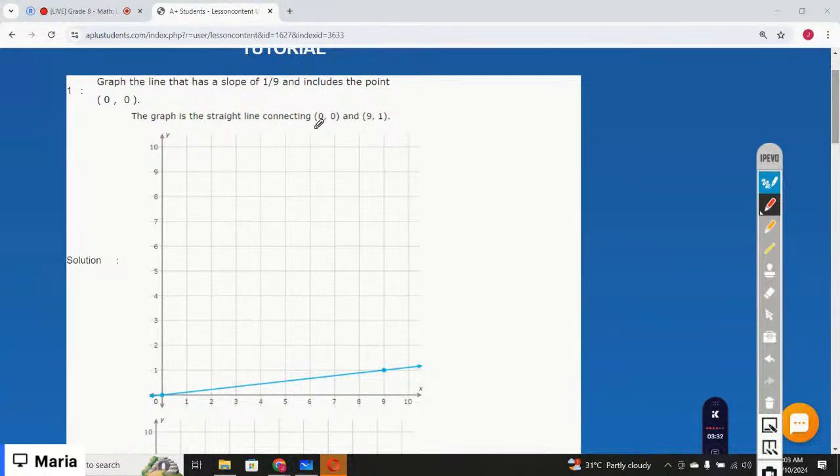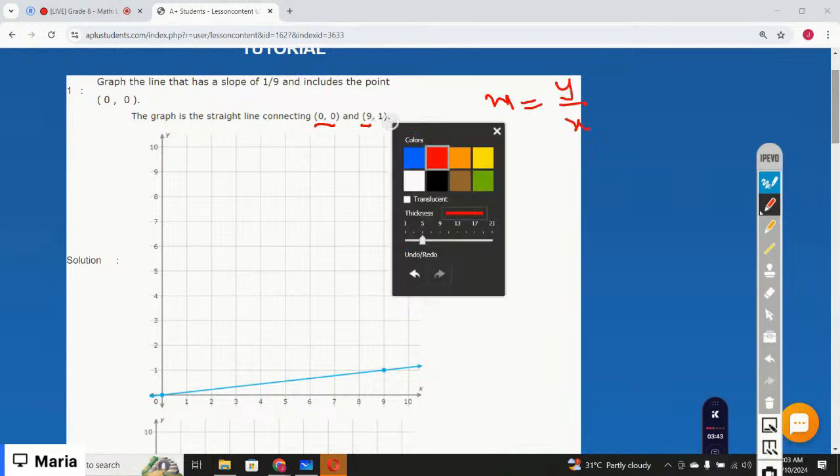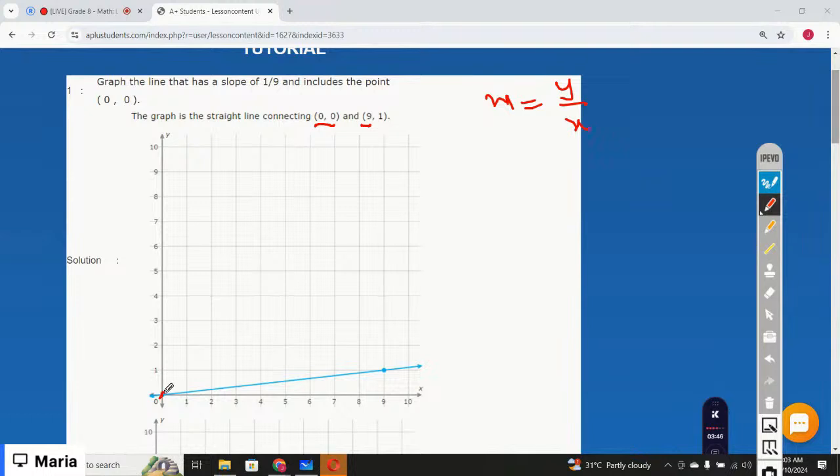You are given two of the points that are 0, 0 and x is 9 because slope is change in y divided by change in x, right? So x is 9 and y is 1. So just plot the point. Here is the point 0, 0 and then 9, 1. X is 9, y is 1. Here is another point. So just connect these 2 points and make a line. Got it? So that's how you plot the graph when you are given the slope and the point. Basically you are given two of the points. You need to make a graph using these 2 points, right?